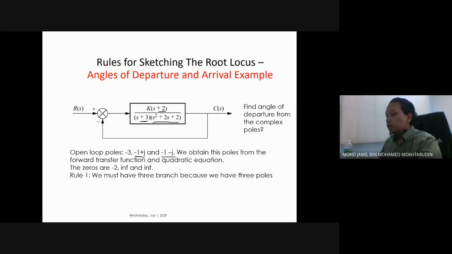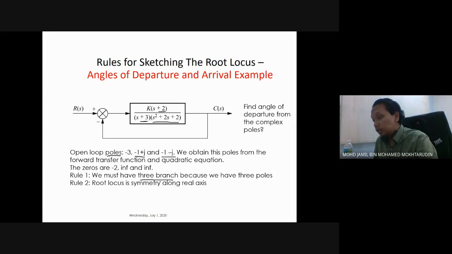First rule: since we have 3 poles, we must have 3 branches. Rule number 1 says that the number of branches equals the number of poles or number of zeros, whichever has more. Here we have 3 poles and 1 zero, so 3 poles means there are 3 branches. And the second rule, the root locus must be symmetrical about the real axis. So when you sketch later, make sure it is symmetrical about the real axis.